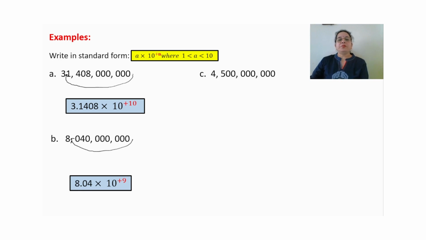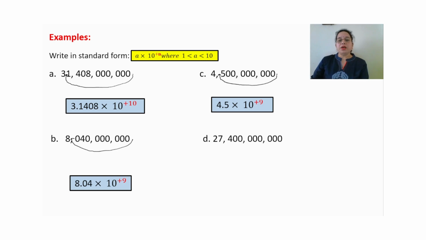Take another example. Again here the decimal is not there, so you can assume that your decimal is here. Again you need to shift this decimal, so we will shift this decimal between this 4 and 5. So your number will be 4.5 into 10 raised to the power 1, 2, 3, 4, 5, 6, 7, 8, 9, plus 9.